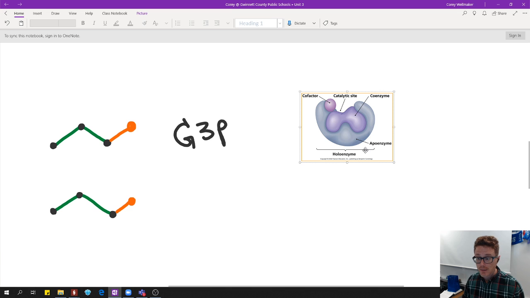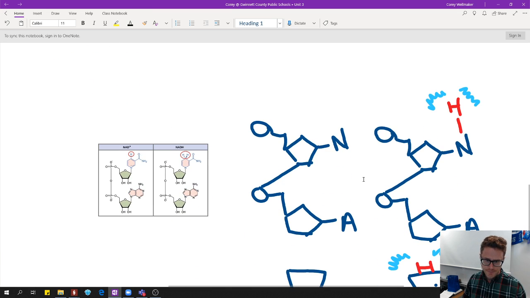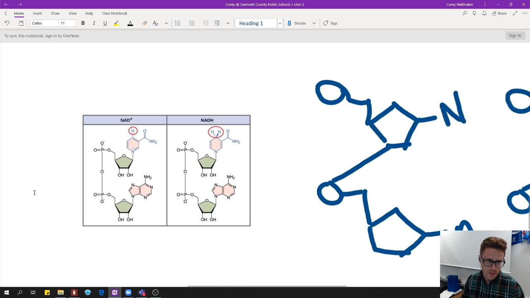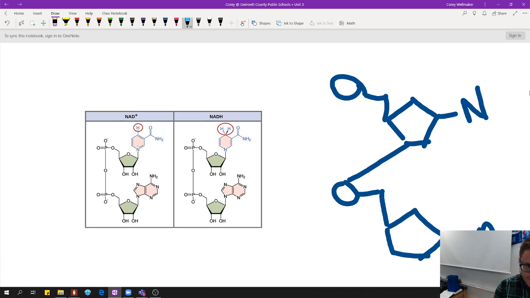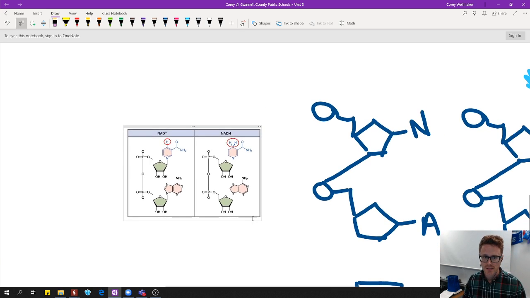NAD, that D, remember, stands for dinucleotide, which gives you a hint as to what it looks like. It's a dinucleotide. It's two RNA nucleotides that are stuck together. The base on the bottom is A, adenine, and this little guy up here is the nicotinamide. And what's special about NAD is that it's actually oxidizing G3P. It's ripping electrons away from G3P. Remember, to oxidize something means you're stealing electrons from it.